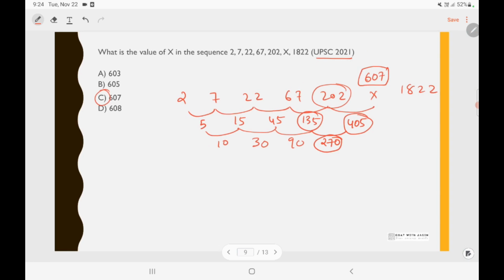See, in the questions that UPSC has asked from this series in 2021 and 2022, you are able to apply this trick. That's why I told you that in 70% of the questions you will be able to use this trick. Okay.